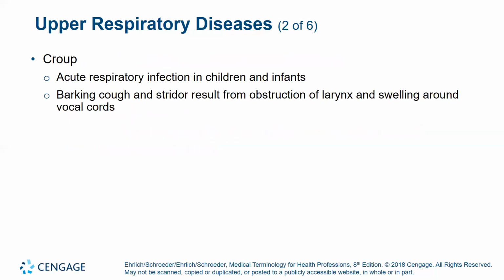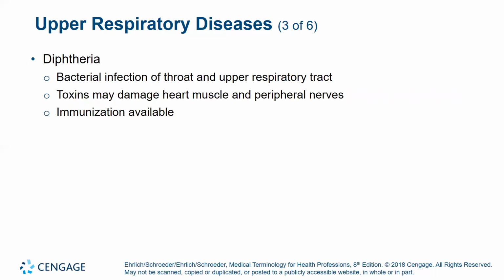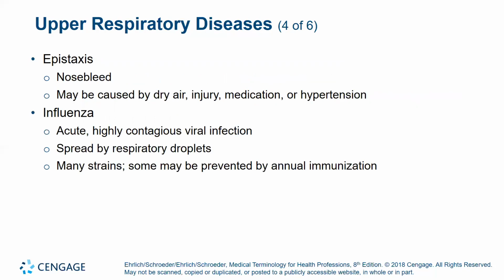We have croup. This is acute respiratory infection in children and infants. It's kind of like a barking cough. So it results from the obstruction of the larynx and swelling around vocal cords. We have diphtheria. This is a bacterial infection of the throat and upper respiratory tract. Immunization is available for this. Toxins may damage heart muscle and peripheral nerves in diphtheria.